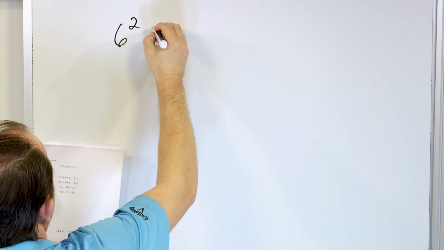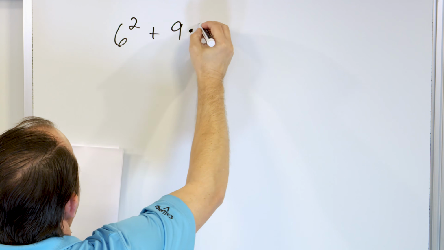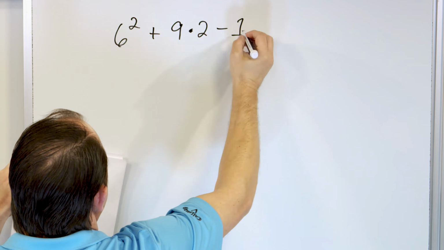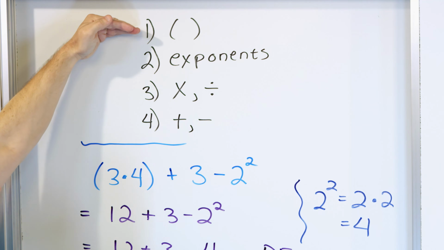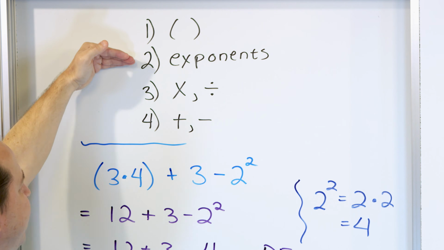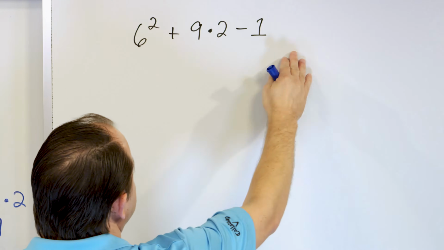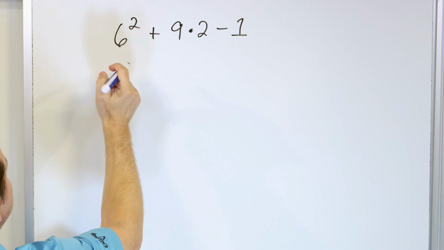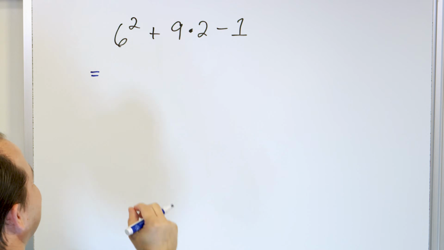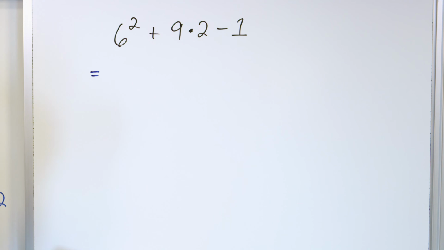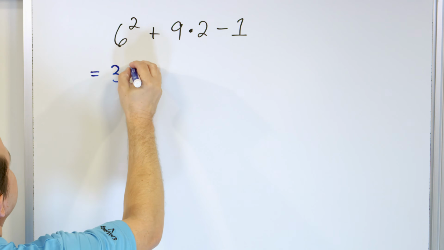6 squared plus 9 times 2 minus 1. First thing we check for is any parentheses. After that, we check for any exponents. But we don't have any parentheses here, so we're done with that. But we do have exponents, and that comes next. 6 squared means what? 6 times 6. That's what 6 squared means. 6 times 6 is 36.